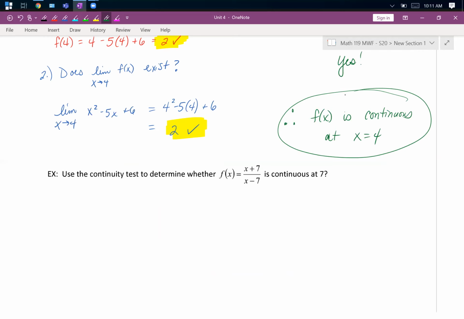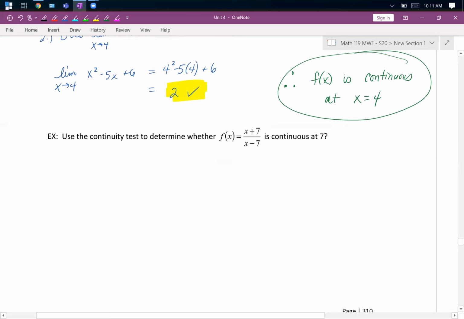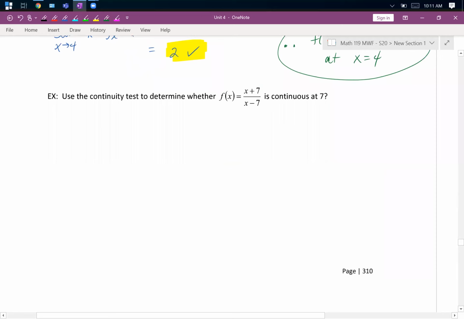All right, let's try another one. We want to use our continuity test to determine whether f of x equals x plus 7 over x minus 7 is continuous at 7. First thing we want to do is see, does f of 7 exist? And the way we figure this out is simply by plugging 7 into our function. I get 14 over 0, which is undefined. So does f of 7 exist?